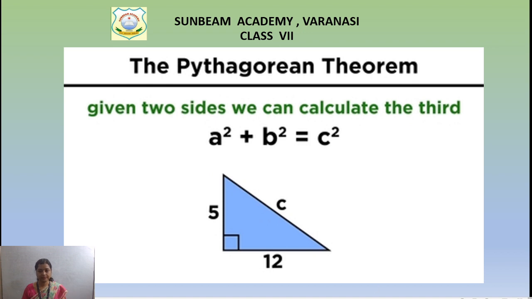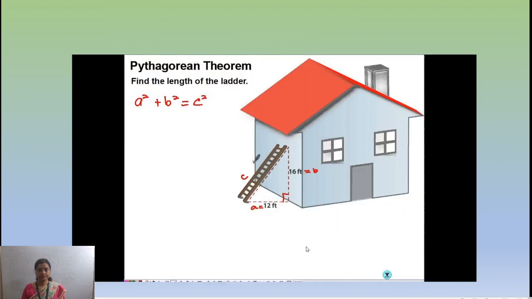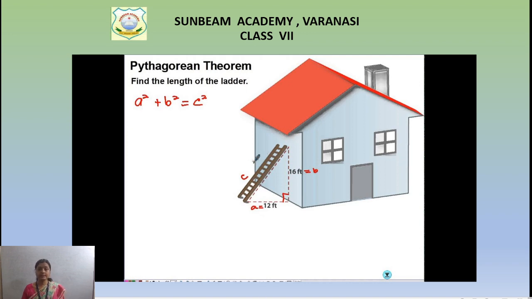First see the presentation. Now see, who is he? He is Pythagoras, a Greek mathematician, and he discovered the Pythagoras theorem. Now next slide, children. See this. Pythagoras theorem: find the length of the ladder. This is an example of Pythagoras theorem, children. If there is a house and some of the sides are given according to this ladder, then we can find the length of the ladder.